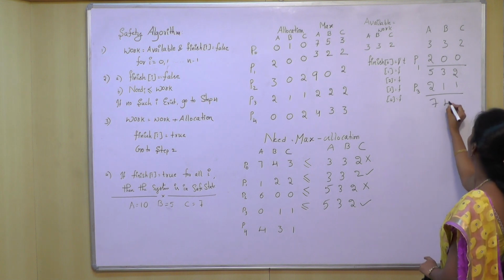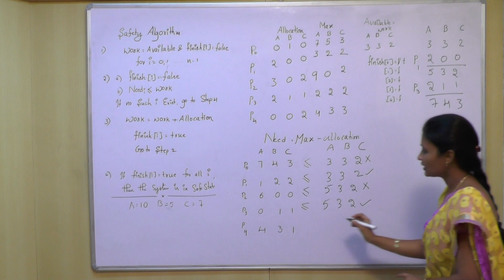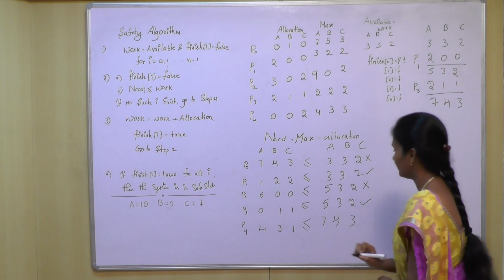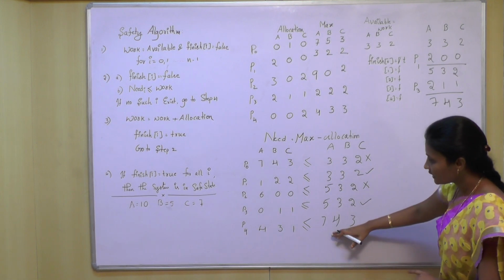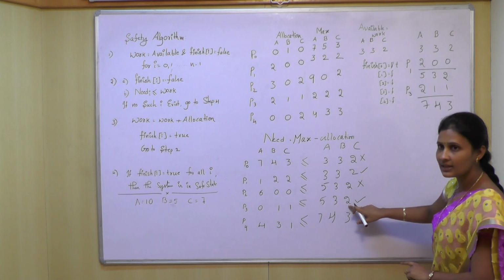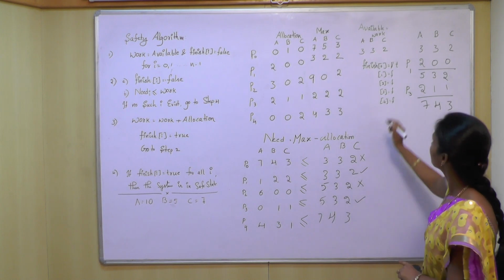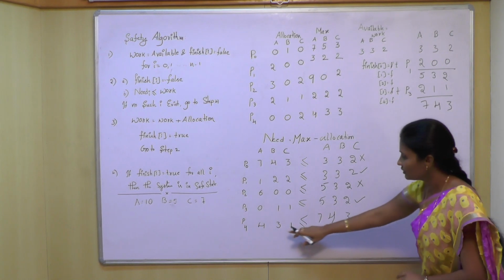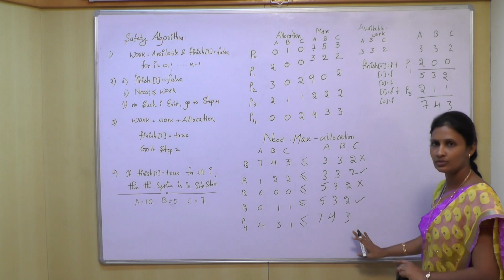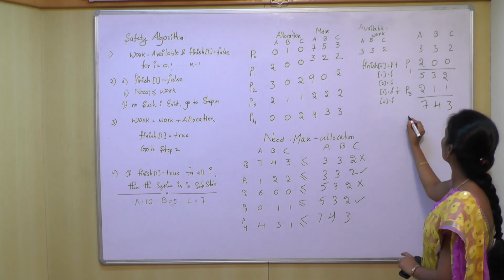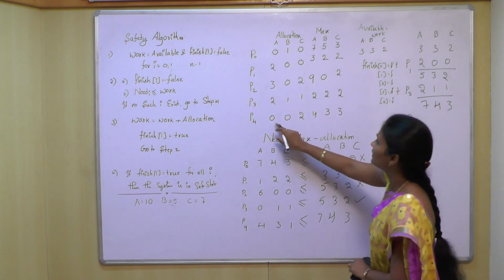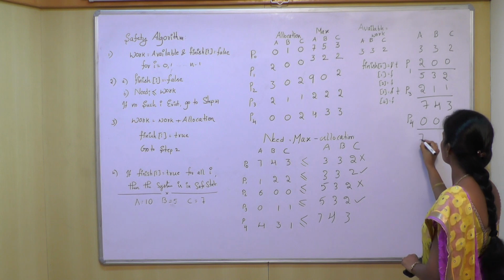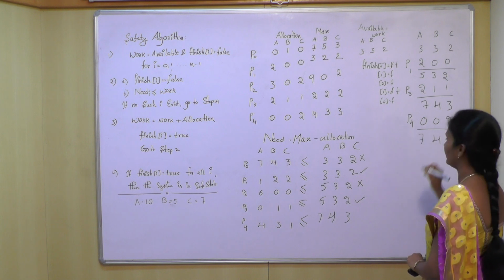Now the available resources are 7, 4, 3. Now we check with process P4. The need is 4, 3, 1 and the available is 7, 4, 3. Before checking, P3's finish changes from false to true. So it satisfies the condition. Now we add the process P4 allocated resources to the available resources. Now the available resources are 7, 4, 5.